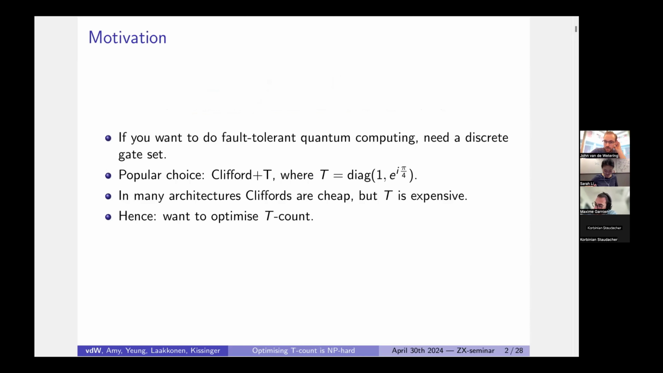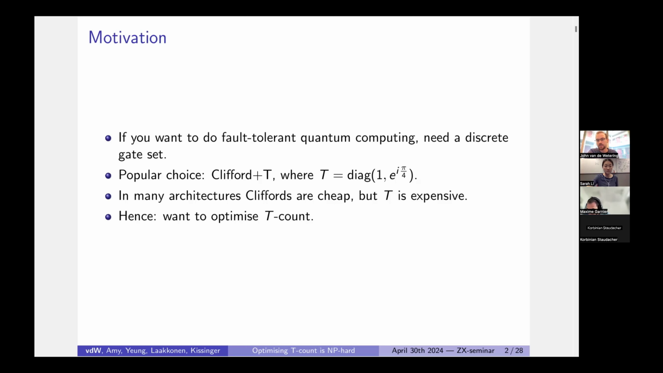Okay, so first, motivation for the first part of the talk: T-count. The idea is that if you want to do fault-tolerant quantum computing, you are going to need some discrete gate set, because you can't do a continuous set of gates fault-tolerantly. A popular choice of gate set is the Clifford plus T gate set, where the T gate is just a phase gate with an angle of π/4.